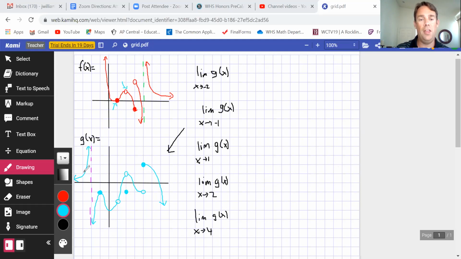So at -2, I'm coming up here. I'm approaching positive infinity from the left, and from the right side, I'm approaching negative infinity. And again, because it is unbounded, it approaches infinity. That tells me that my graph here, the limit here, does not exist.